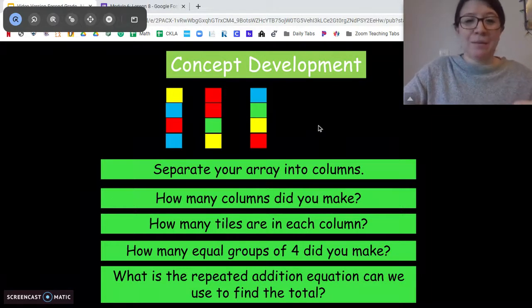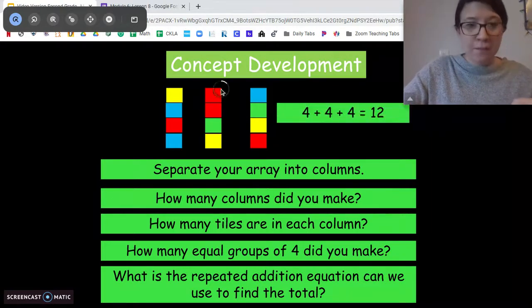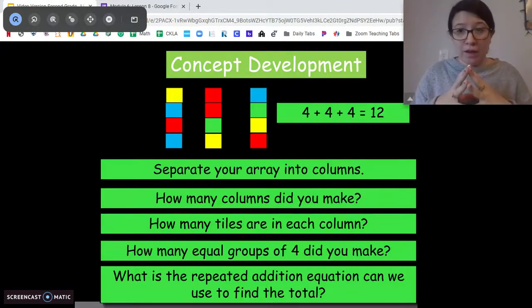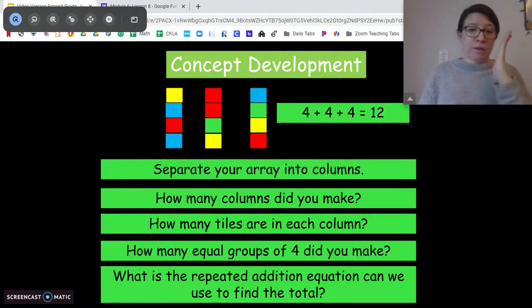Good. It's going to be 4 plus 4 plus 4. Still equals 12. We just switched those rows into columns, but it still equals 12, okay? It's just the way you look at it. So we have 4 plus 4 plus 4 equals 12.